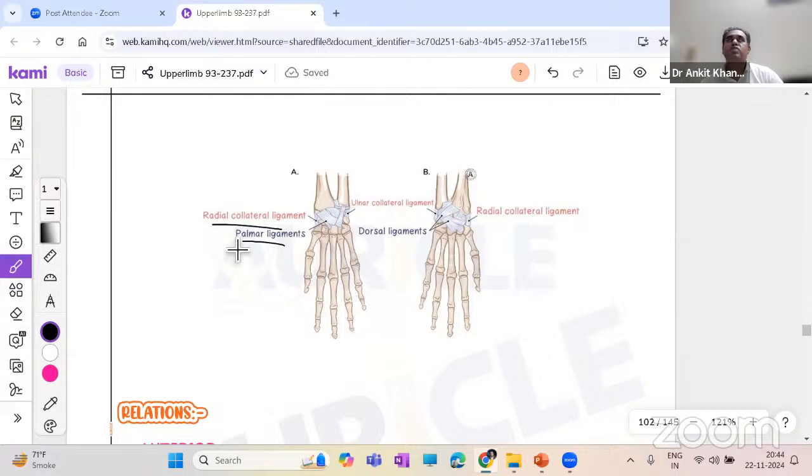For example, you'll see in the shoulder also, we have ligaments like the coracohumeral ligament. Then we have glenohumeral ligaments, and between the coracoid and acromion, though it is away from the shoulder, we have the coracoacromial ligament. So likewise, we will have ligaments like this.